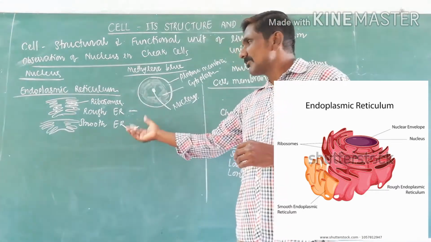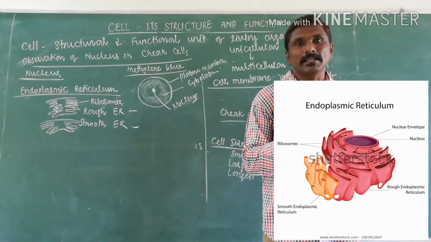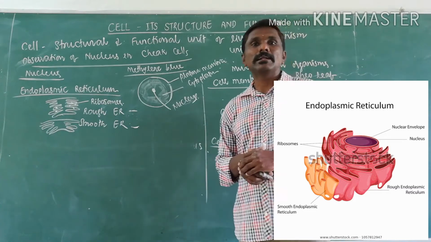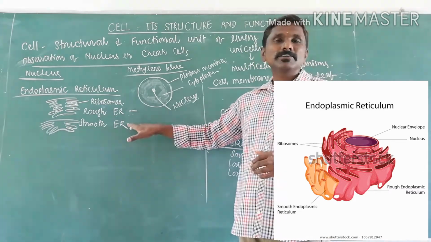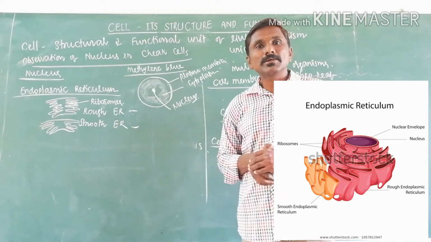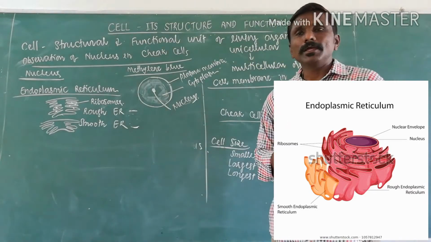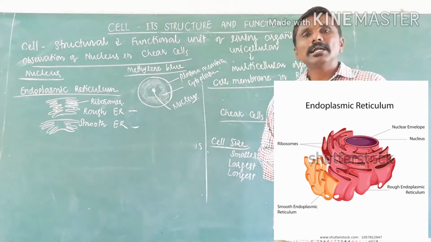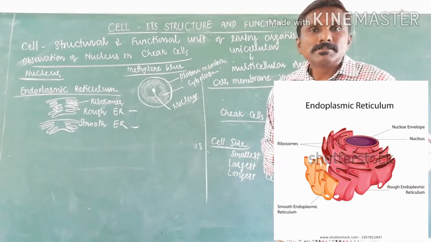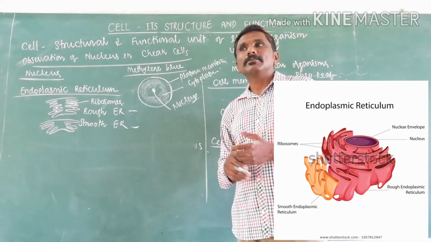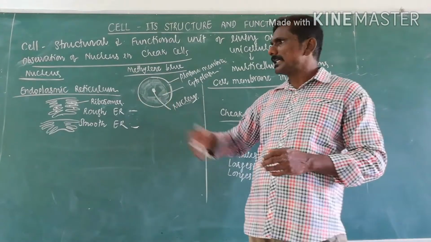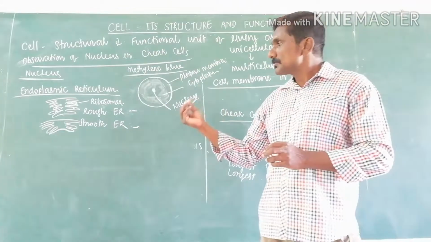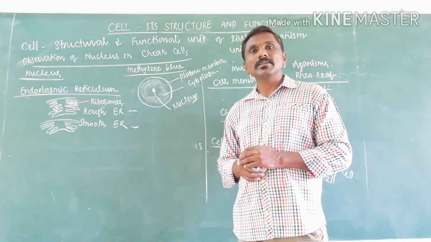One more important function of the smooth endoplasmic reticulum in the liver cell is that it plays a key role in the detoxification reaction. So this is about the endoplasmic reticulum. It is a multi-layered network of the plasma membrane, which is the transport channel, and it helps in the synthesis of proteins, lipids and fats. It also takes an important role in the detoxification reaction.